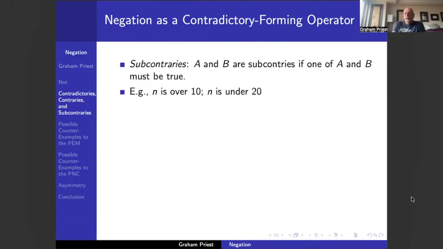So A and B are subcontraries if at least one of A and B must be true. So suppose that n is a natural number, and consider the two sentences, n is over 10 and n is under 20. Well, one of those must be true. Of course, maybe for some n it's both true, but at least one of them must be true for any n. So those are subcontraries.